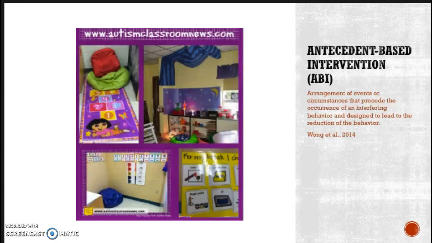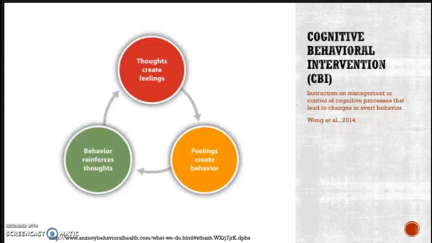So antecedent-based intervention is the arrangement of events or circumstances that precedes the occurrence of an interfering behavior and is designed to lead to the reduction of the behavior. Cognitive behavioral intervention is instruction on management or control of cognitive processes that lead to changes in overt behavior. It's based on the premise that thoughts create feelings, feelings create behavior, and that behavior reinforces thoughts.